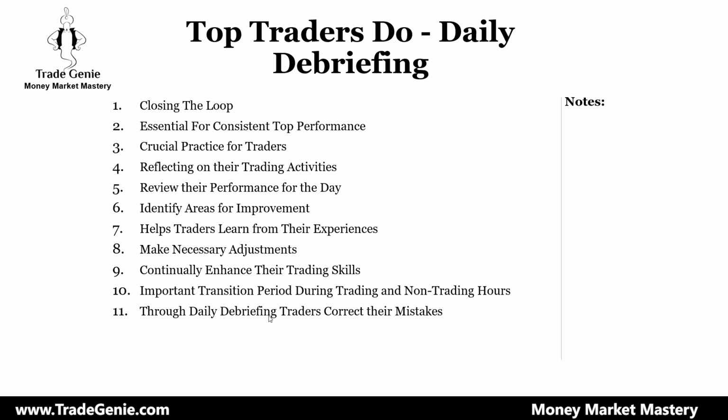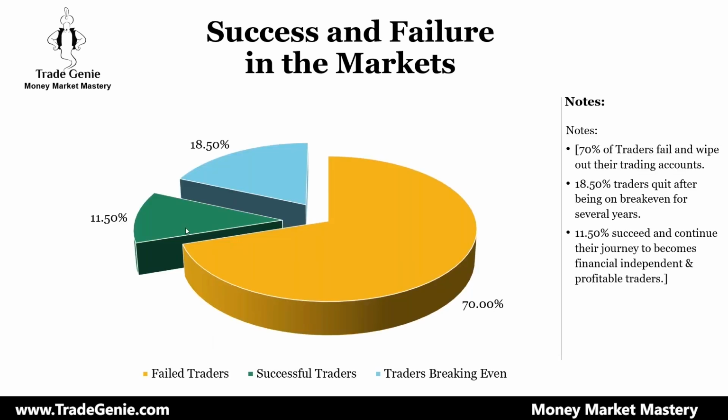Through daily debriefing, traders correct their mistakes. So this is what it is about. It's about efficiency. I will teach you about efficiency later in some other presentation. These traders, the 11.5% of the traders, are operating at 90% and above efficiency level, meaning out of 100 trades, they're only making mistakes in 10 trades. The break-even traders, 18 and a half percent, are operating at 85% efficiency level. That's why they turn into break-even traders.